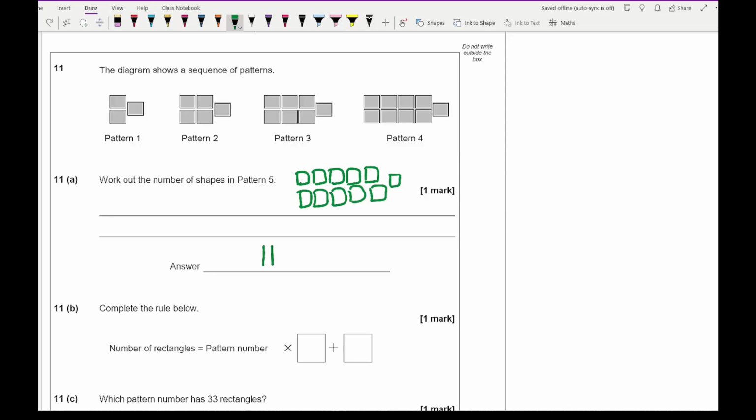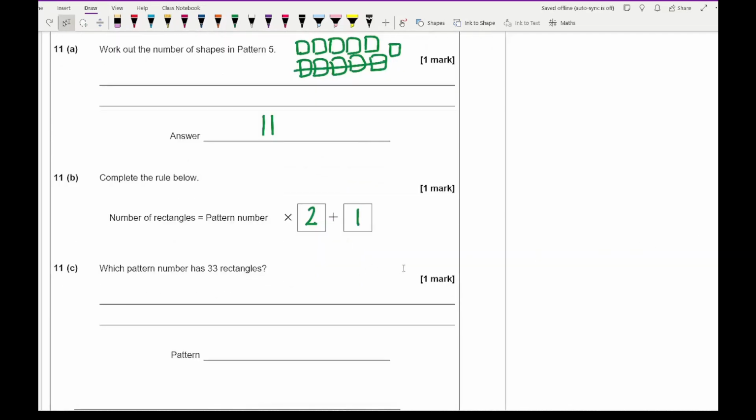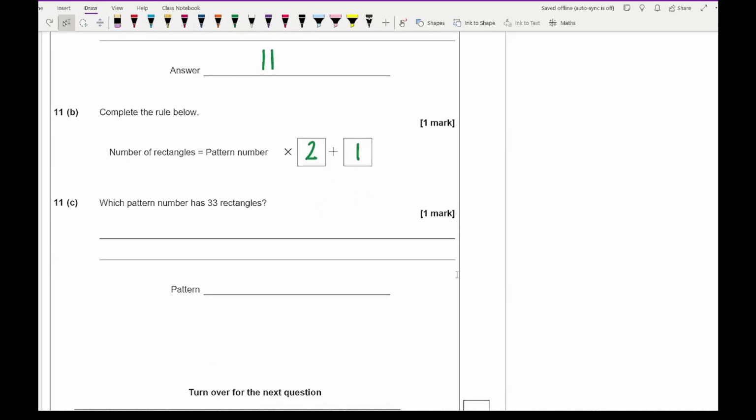The next one says complete the rule. The number of rectangles equals the pattern number, which is 5, so I need to double that and add 1. It then says which pattern number has 33 rectangles. If I write this using n, I want to work out 2n plus 1 equals 33. So 2n equals 32, and half of 32 is 16. So it's pattern number 16.